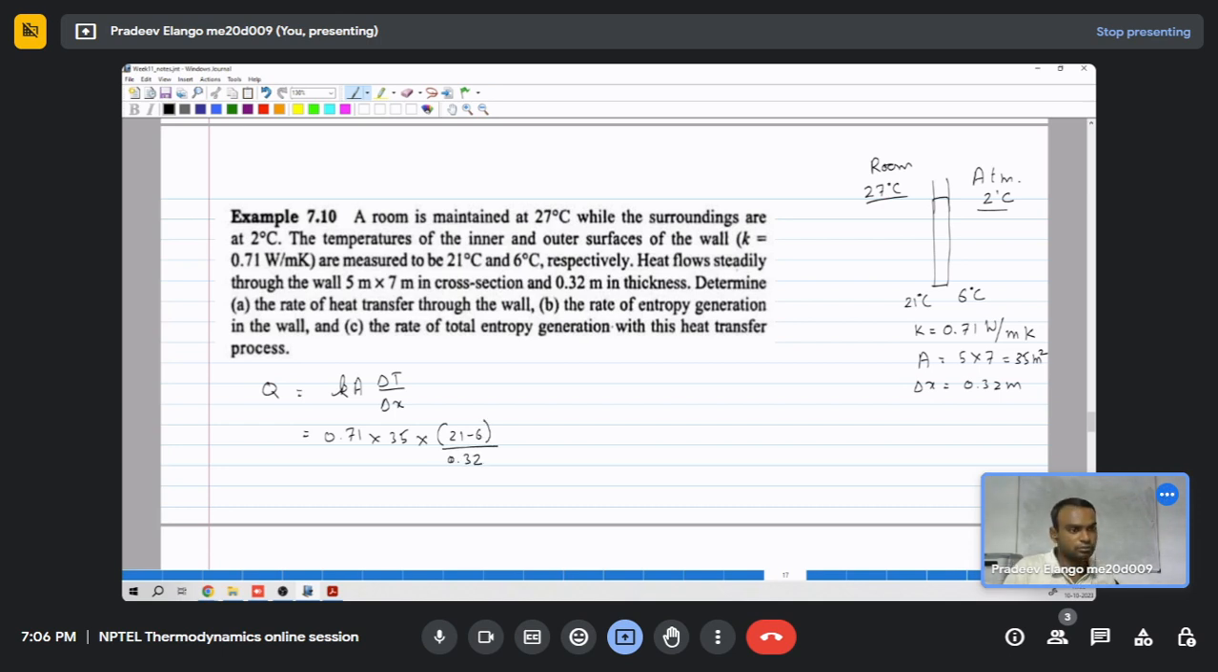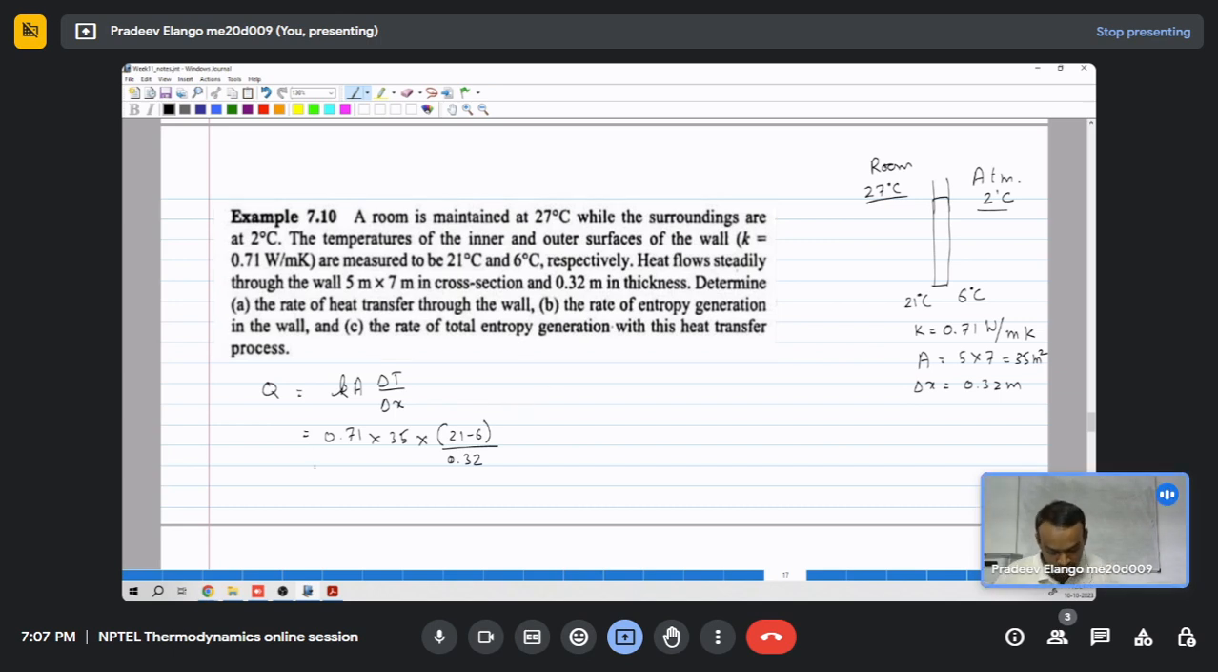Sir, we don't need to convert the temperature to Kelvin, sir. Here we have only a change in temperature, right? If I have to write it in Kelvin, I will write 21 plus 273 minus 6 plus 273. Now 273 will go off, then again I will have 21 minus 6. So when you write change in temperature, degree Celsius and degree Kelvin are the same. Right, sir. Understood, sir.